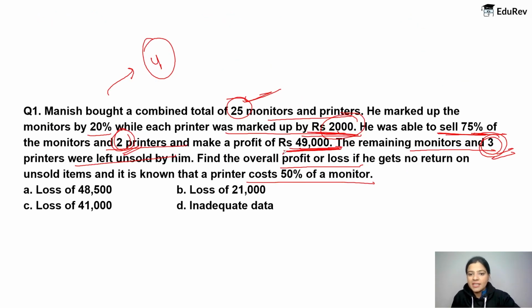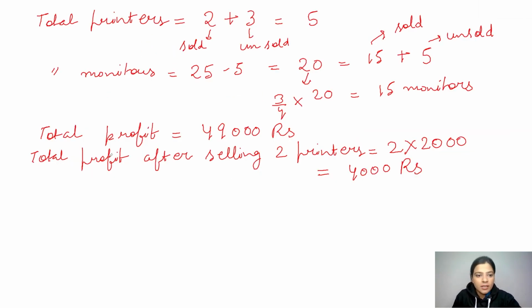Now in this question, please understand there is no discount provided. So it means marked price is nothing but the selling price. So from here you can calculate total profit after selling how many monitors?